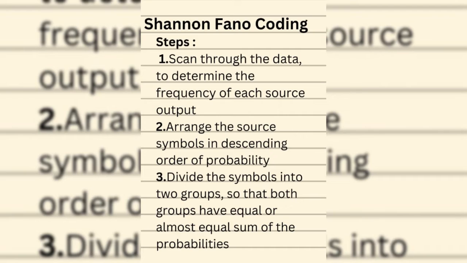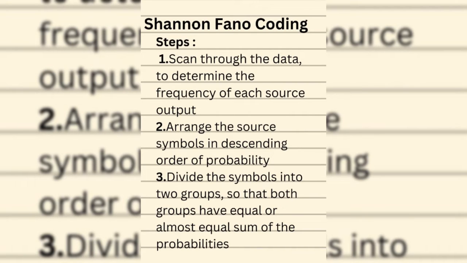So how to do Shannon-Fano coding? If you go through the steps thoroughly, then you can do Shannon-Fano coding. There is nothing else in it. Step number one is to scan through the data to determine the frequency of each source output. Then arrange the source symbols in descending order of probability.